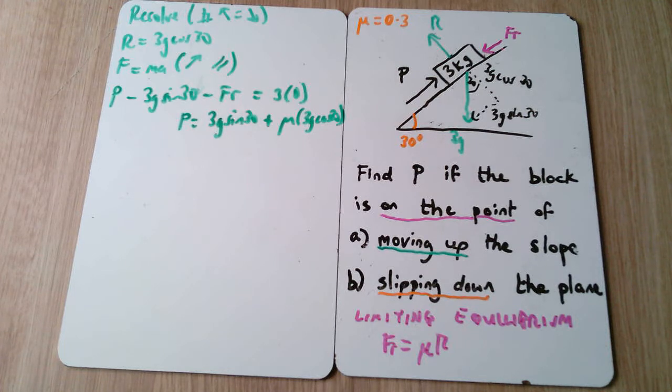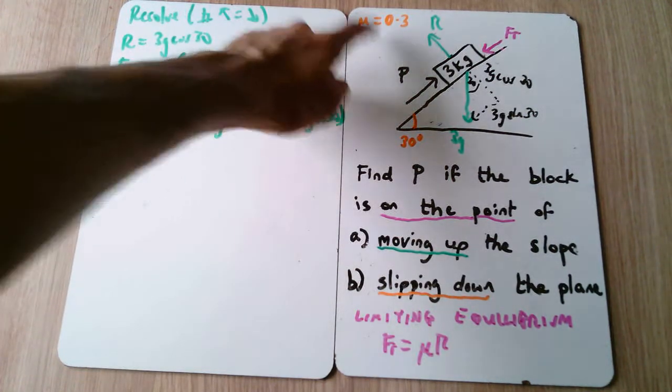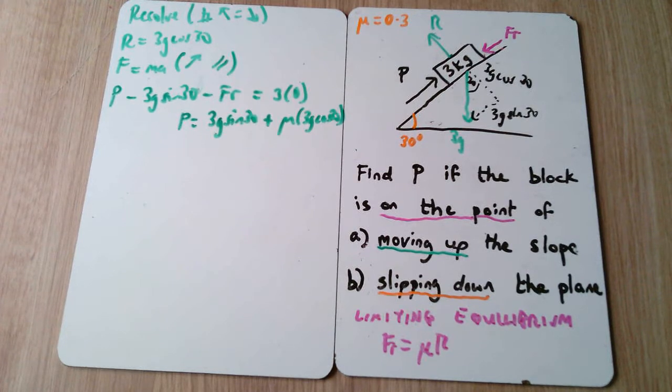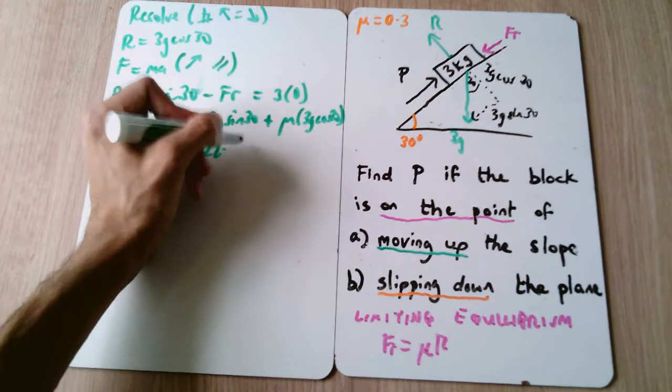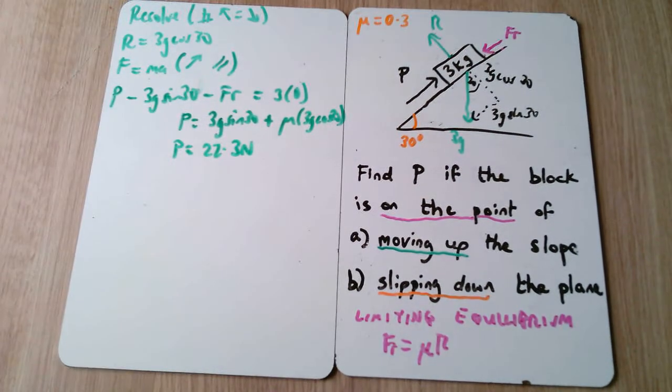So if we now simply substitute our values in, where mu is equal to 0.3, we get P being 3 times 9.8 sin 30 plus 0.3 times 3 times 9.8 cos 30, and that gives us a value of P equal to 22.3 newtons. So P is equal to 22.3 newtons.